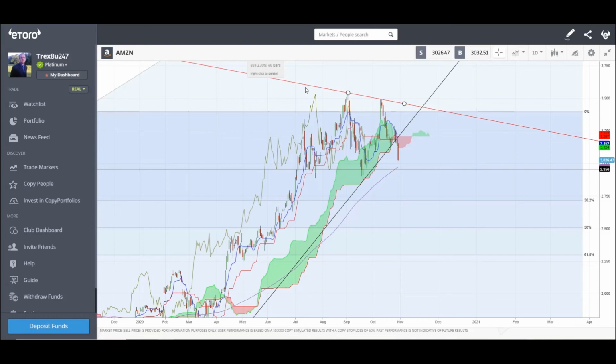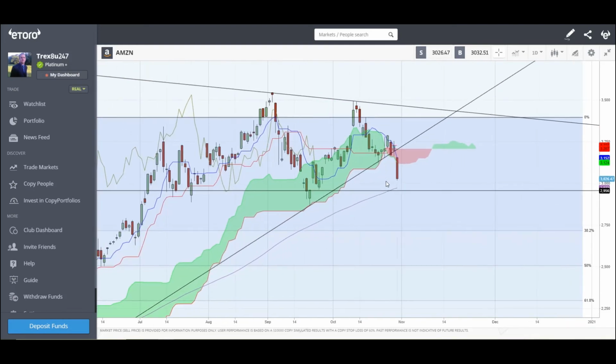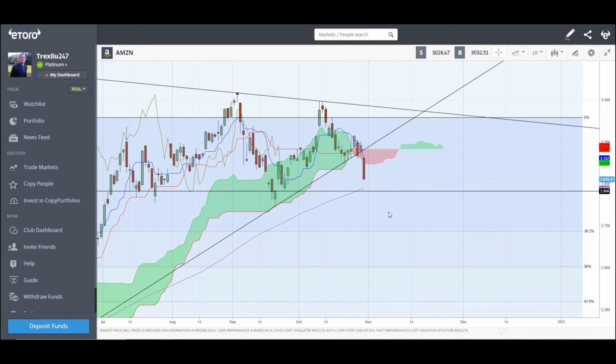At this point, I'm more interested to see if it bounces off that 120 moving average. The way the market's reacting to these elections, I wouldn't be surprised if it drops below it. But for now, we will just wait and see.